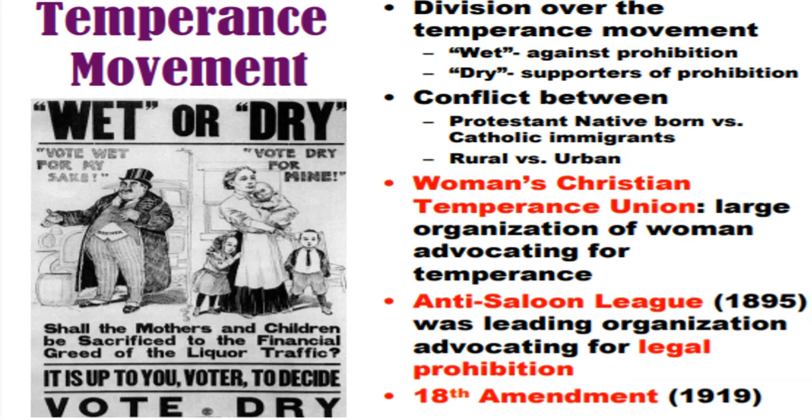Now, the Anti-Saloon League, founded in 1895, was a leading organization advocating for legal prohibition. So they didn't want just a promise of, hey, I will not drink, but they wanted the government to act and say, you cannot drink. And as a result, in 1919, you had the 18th Amendment to the U.S. Constitution, which basically prohibited drinking.